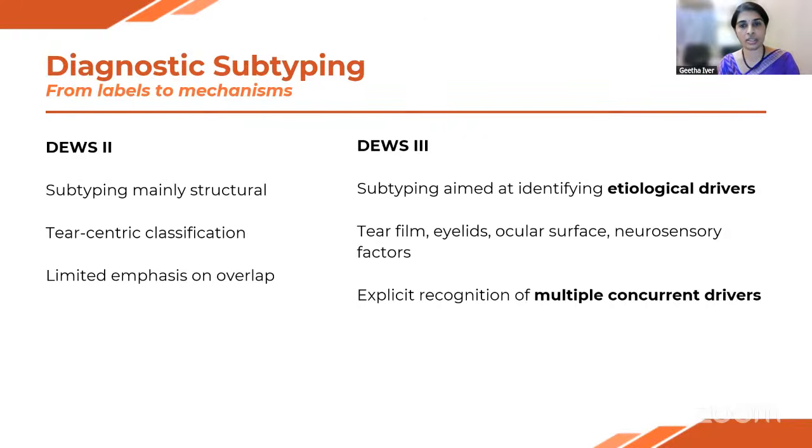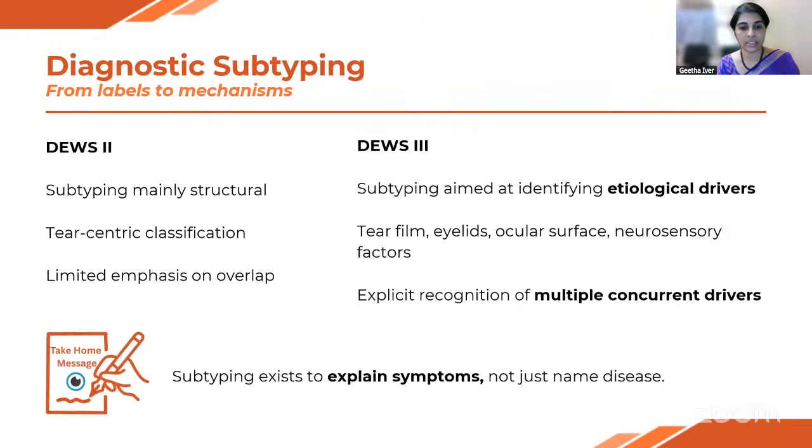The diagnostic subtyping is aimed at identifying the cause of the symptoms and signs that the patient has. And in addition, most importantly, there is an explicit recognition of the fact that you can have multiple concurrent drivers in the same patient, which all need to be identified and addressed. Subtyping exists to explain symptoms and not just name the disease.